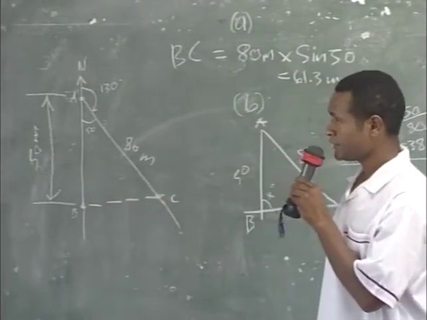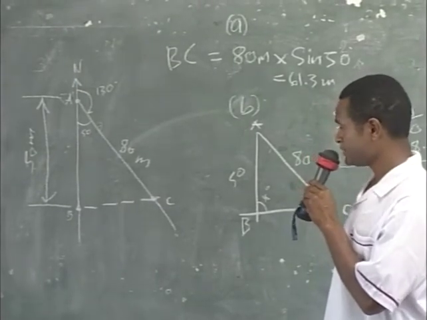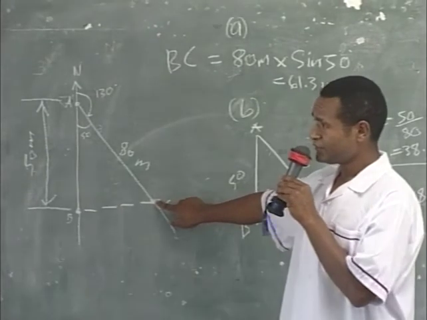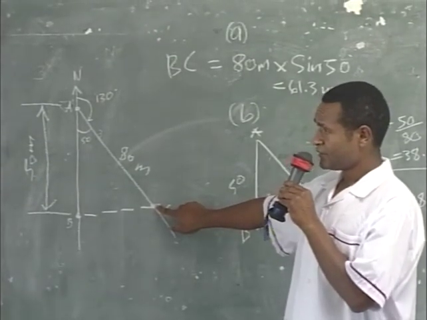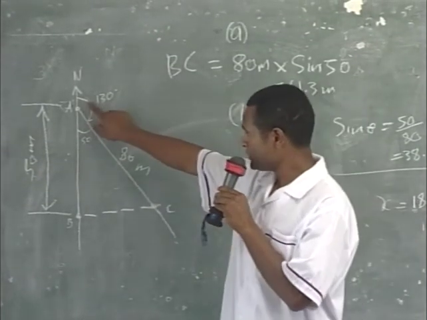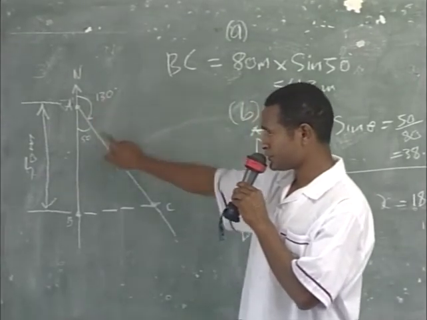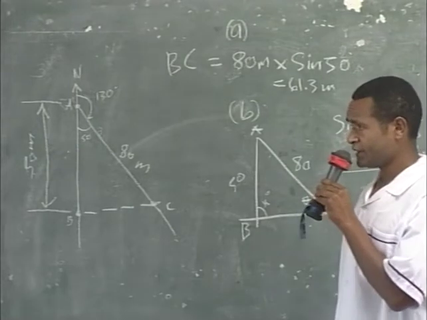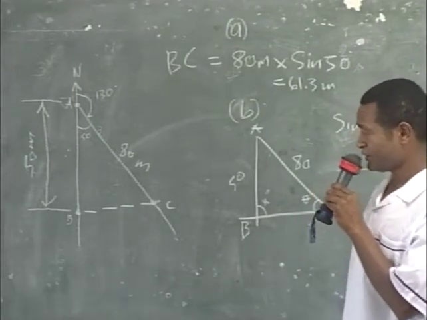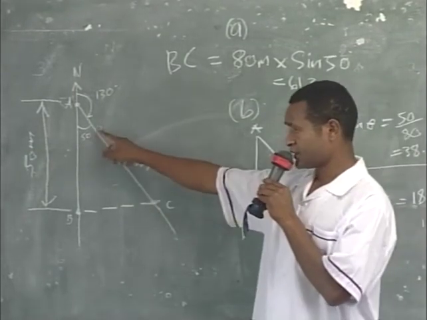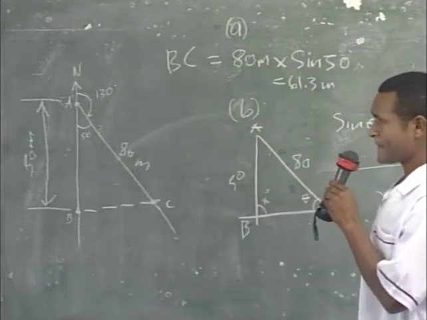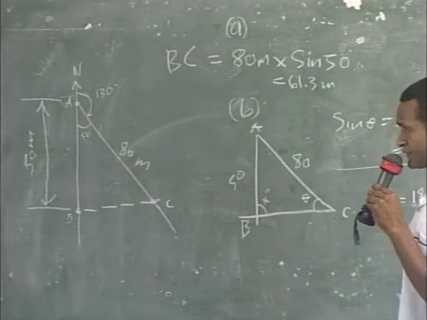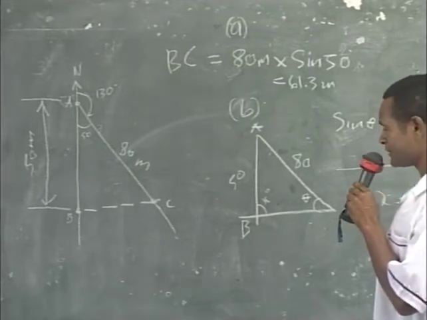A second boat places a float at C, whose bearing from A is from here to there, 130 degrees. The line AB. A taut net connecting the floats at A and C is 80 meters long, which is this taut net. Calculate the distance BC and the bearing of C from B.